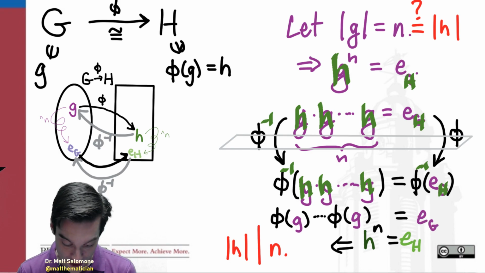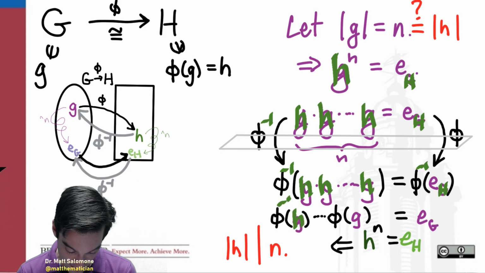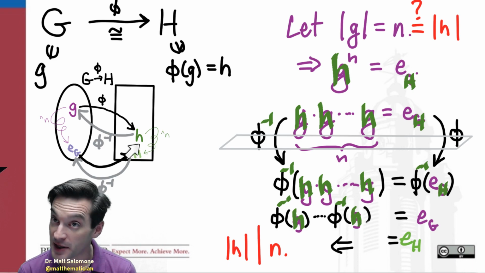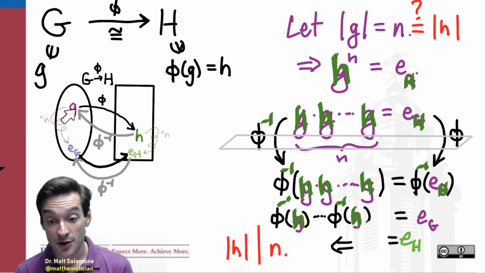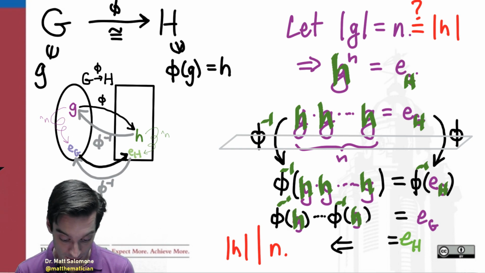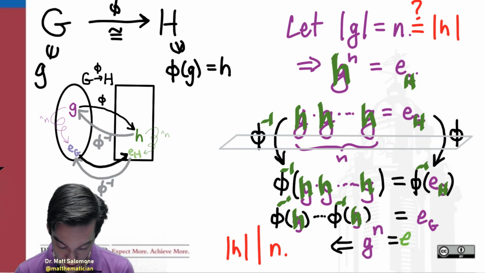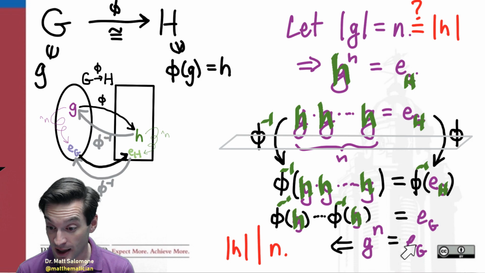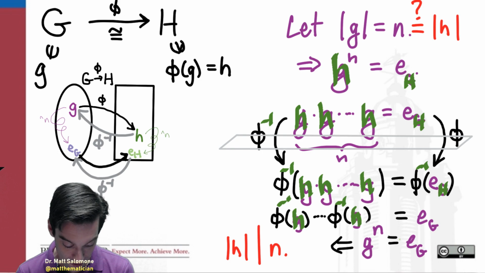Phi inverse of each of these h's: phi inverse of h times phi inverse of h times phi inverse of h, etc. Each of those phi inverse of h's, because phi is a one-to-one function, if phi of g is equal to h, that means phi inverse of h is exactly equal to g. So each of these is equal to g. There's a total of n of them. And so I have on the left-hand side here, g to the power n is equal to the identity element of g. And if g to the power n is equal to the identity element of g, that must mean that, and now I've screwed this up, that must mean that the order of g divides n.